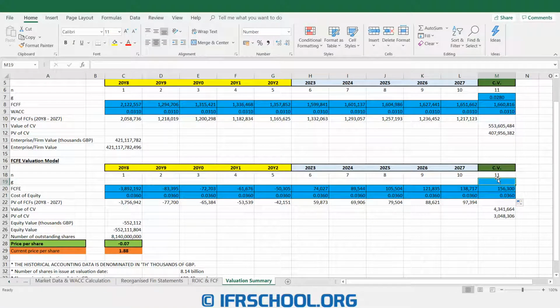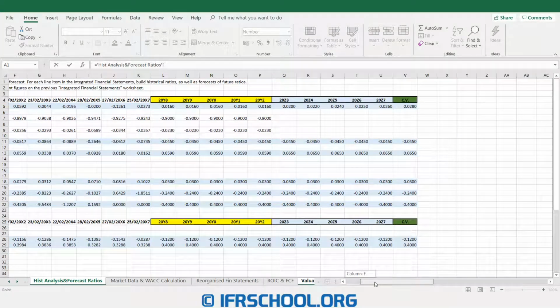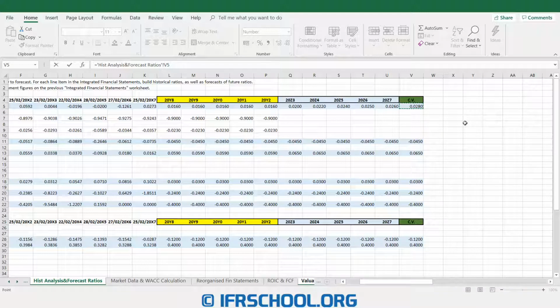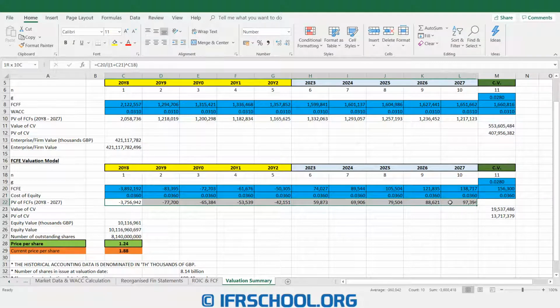Finally, I will insert a stable growth rate for the perpetuity formula. Again, I will use the growth rate in sales at the end of the forecast period, which we estimated at 2.8%. We can see the discounted cash flows over the volatile forecast period in this row.